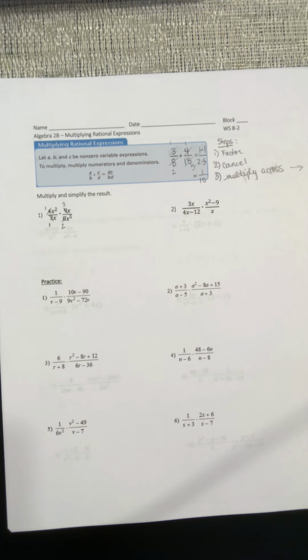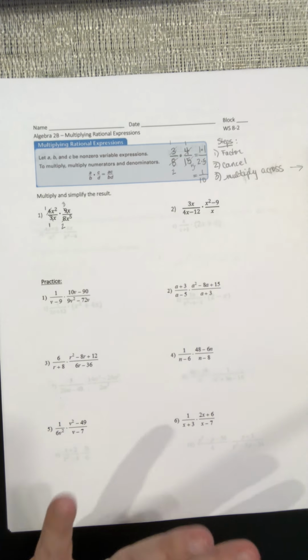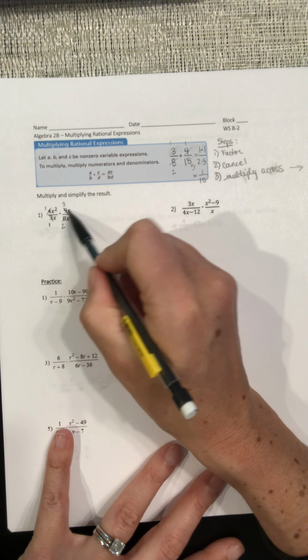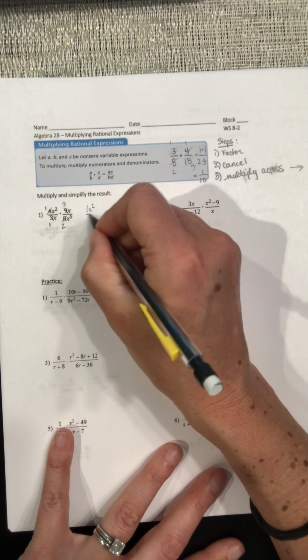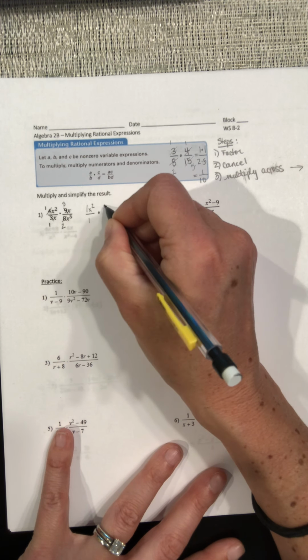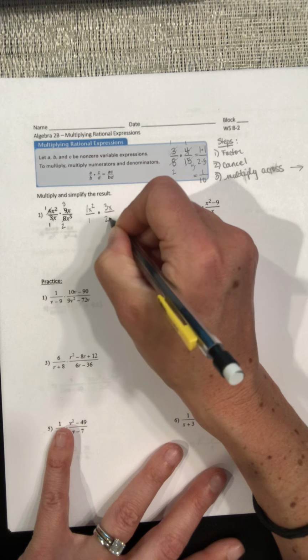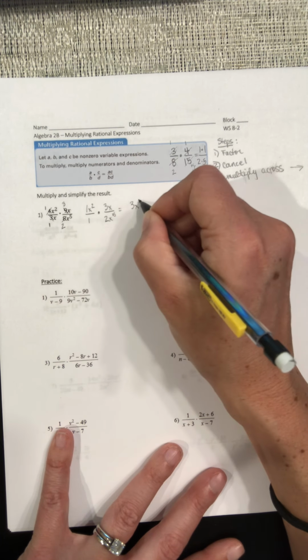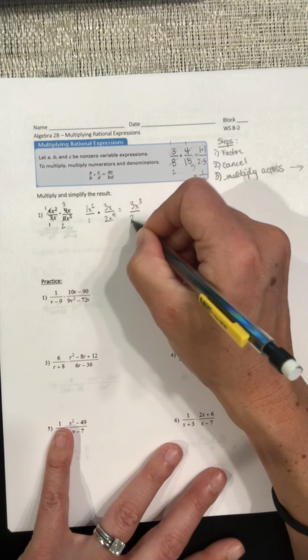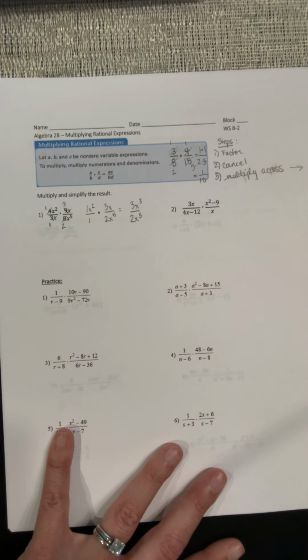Now we also have all these x's. When I have monomials, I usually reduce the numbers first, and then multiply across, because it gets a little bit crazy. I reduced the numbers, and now I'm going to multiply across. This is 1 times 3. So really, you have 1x squared over 1 times 3x over 2x to the 5th. That gives me 3x to the 3rd over 2x to the 5th.